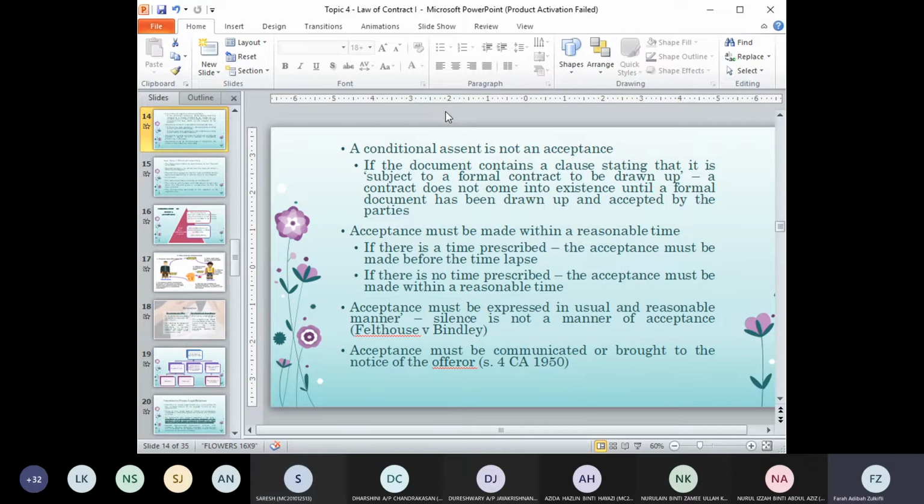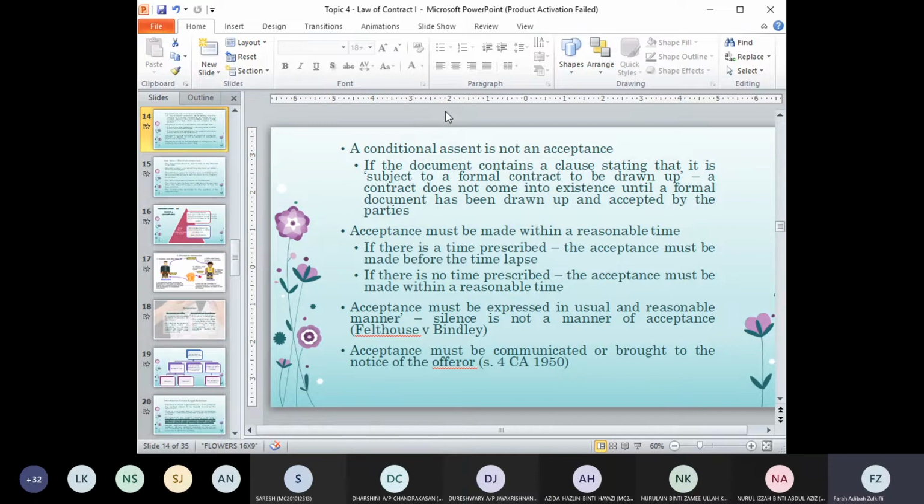Okay, so an acceptance must be expressed in a usual and reasonable manner. So you cannot say something like, I am selling a house, and if I don't hear anything from you in 1 week, I will presume that you want to buy. That kind of thing you cannot do, because silence is not a manner of acceptance.